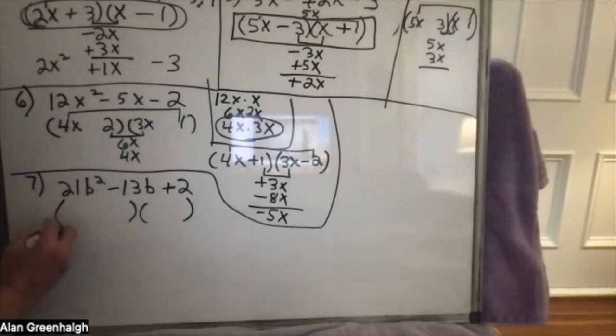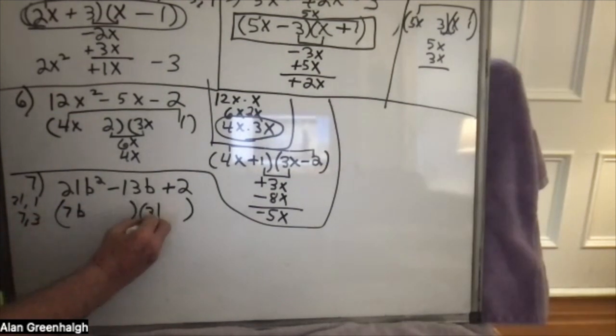In this situation, it could be 21b. So this is going to be either 21 times 1 or 7 times 3. It will be 7 times 3.